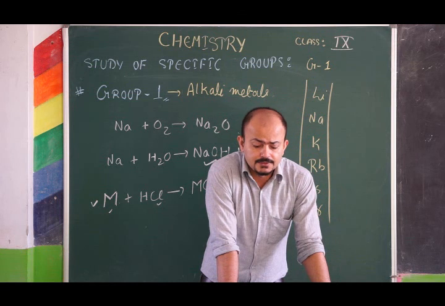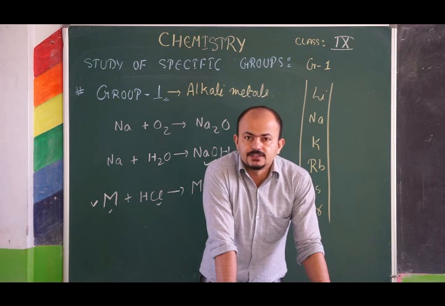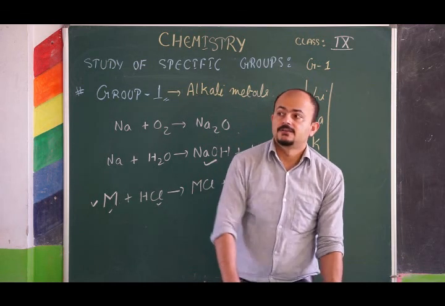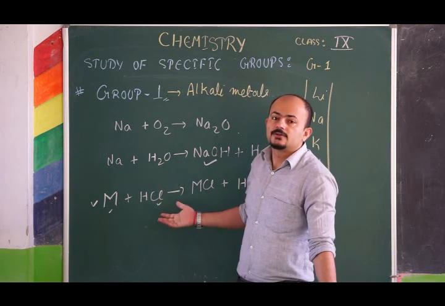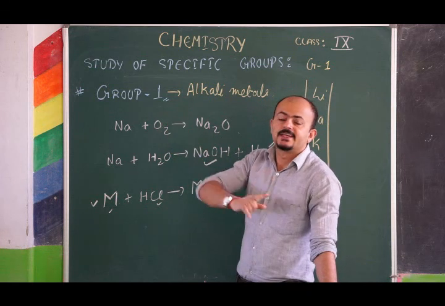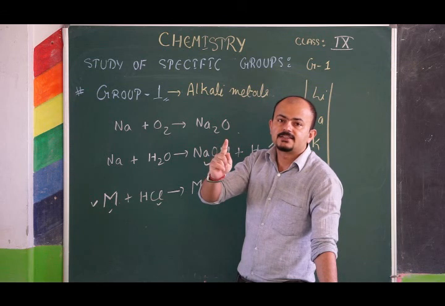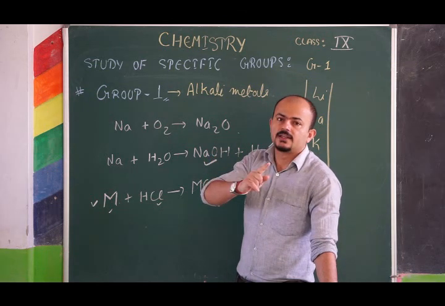Now, in your syllabus, also in class 10, group 1, group 2, group 17 and 18 are very, very important. Okay, so you need to know more about group 1, group 2, group 17 and group 18. Therefore, they have given it here. Now, these were some of the characteristics of group 1. Group 1 is known as alkali metals, and please do not forget, they have one electron in the valence shell. This is very, very important. One electron in the valence shell, and their valency is 1.